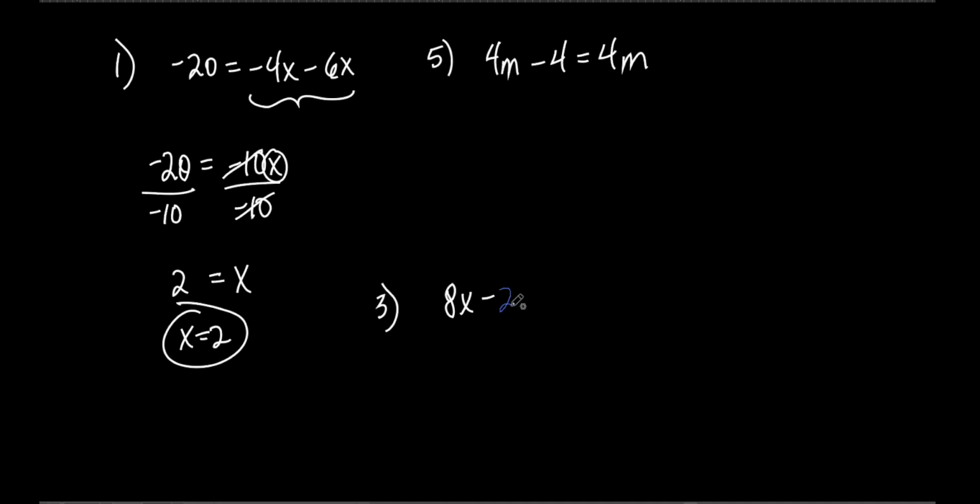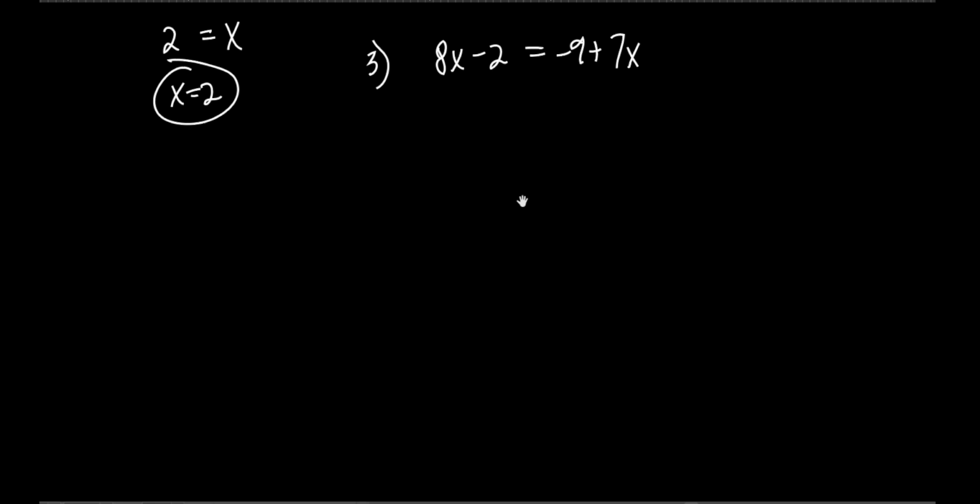So 8x minus 2 equals negative 9 plus 7x. All right, let's do this one first. Then we'll go to do number 5. Number 5 comes out weird. Number 3 comes out pretty normal. All right? So what's different about this that we haven't done before?